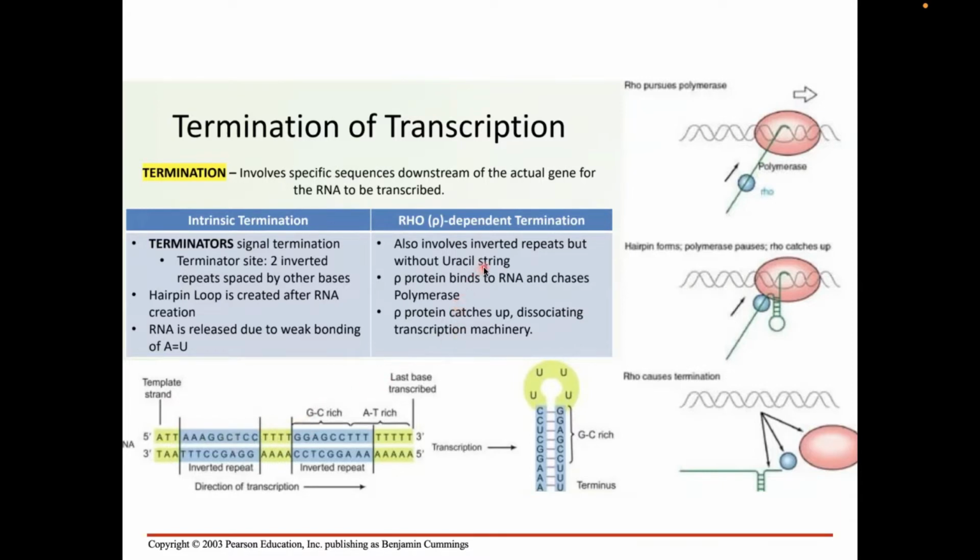And then, ano ba yung sinasabi doon sa principle ng ating Rho-dependent termination? For example, meron ka ditong Rho pursues the polymerase and then magpo-form siya ng hairpin, yung parang tinatawag natin na hair clip or hairpin. Diba? Hairpin forms, polymerase pauses, and then the Rho catches up. And then the Rho, or the Rho-dependent, it causes the termination. So, ganun po siya nangyayari, from the template strand of the DNA, marirelease yung RNA natin. Para po saan? The goal is to make a protein from that RNA.